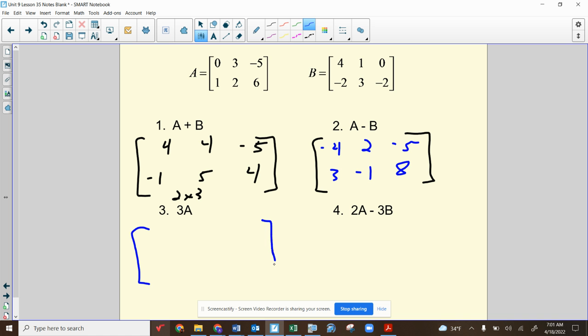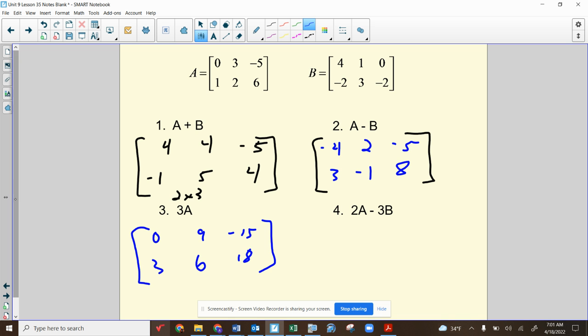All right, 3 times A. So take each one of these numbers and multiply by 3. 3 times 0, 3 times 3, times negative 5, times 1, times 2, times 6.